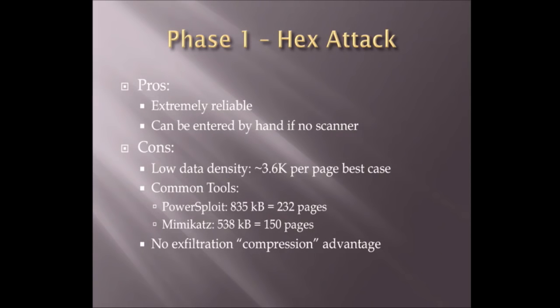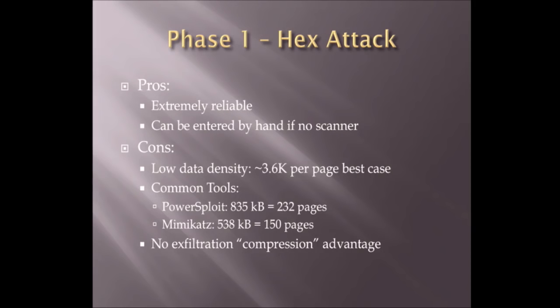And there's no exfiltration compression advantage. If you wanted to remove a binary file from this closed network and print it out in hex code and take it home and recreate it, you wouldn't really be able to do it with any kind of real compression. If that file was 3.6 kilobytes long and you printed it, it'd probably be a page long and you're not getting any real benefit unless it's an unprintable document. So I needed to do better.